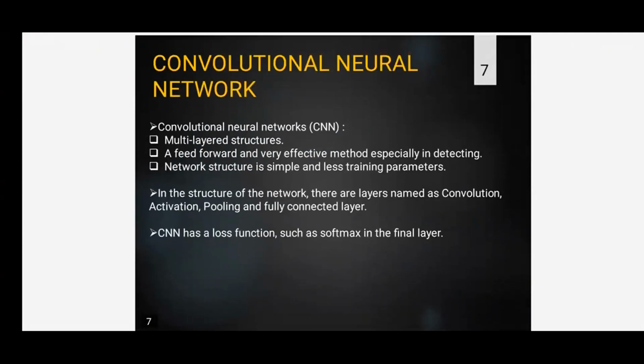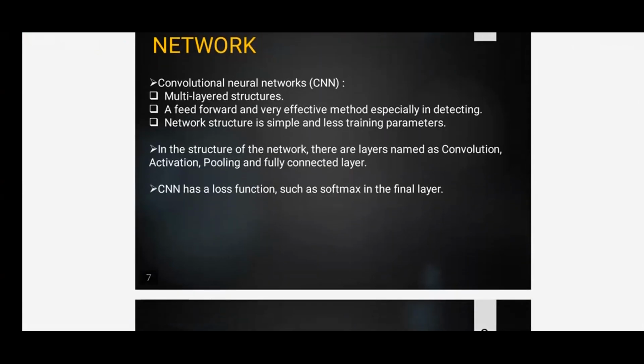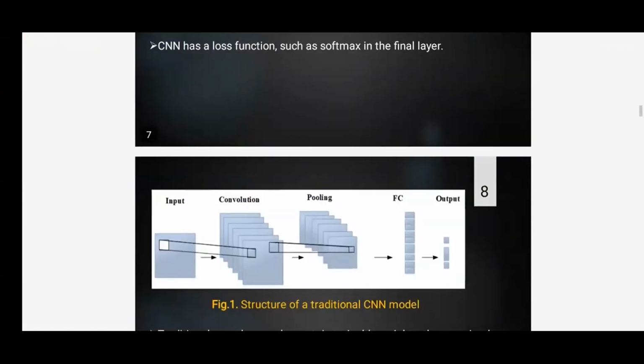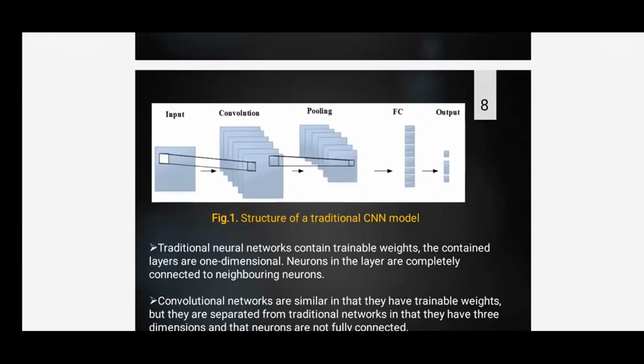Convolutional neural network is a multi-layered structure. It is feed forward and very effective, especially in detecting images, and in this structure there are layers called convolution, activation, pooling, and fully connected layer. This is the structure of the traditional CNN model: input, convolution, pooling, fully connected, and output.